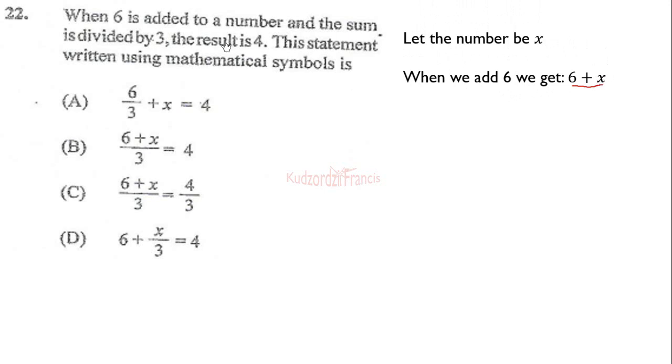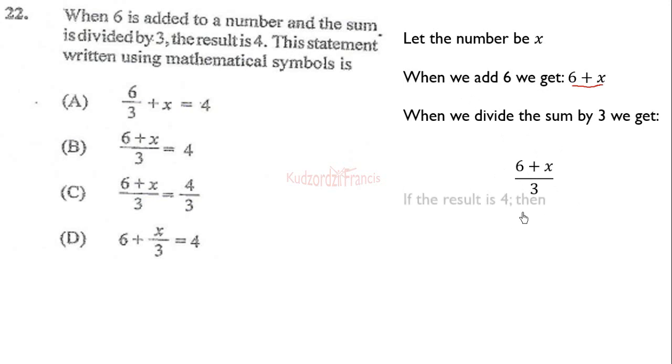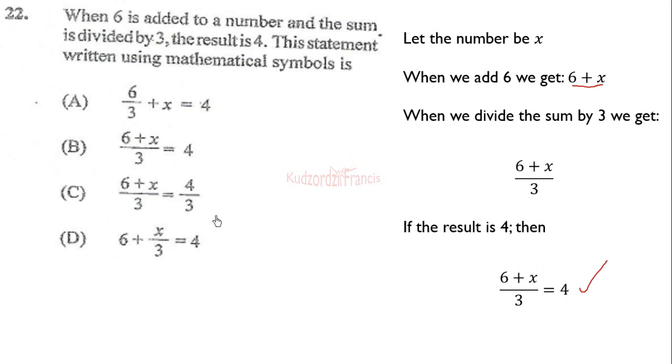And we're told that the sum is divided by 3. So divide this by 3 to get this. And this is now the result. This is the result. And we're told that the result is 4. So this must be equal to 4. So this is our final expression. So therefore the correct answer is option B.